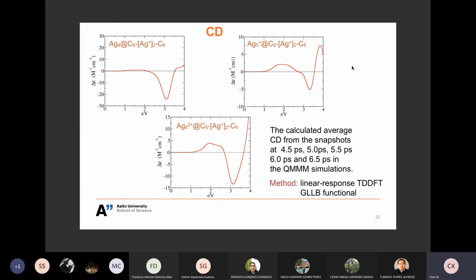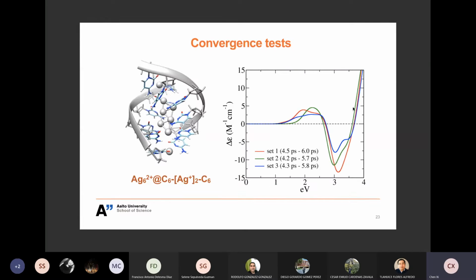Instead, we should capture some snapshots, and we calculate the average CD to compare with experiment. So here we collect 5 structures, calculate the 5 CDs and average them. To make sure the 5 structures are enough, we change the structures we choose, and we can see they all present similar features. Then we are confident these 5 structures are enough to show the dynamic property of the clusters.